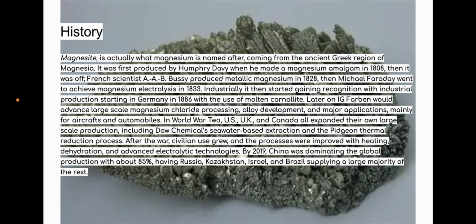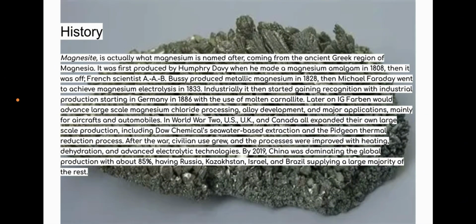Later on, I.G. Farben would advance large-scale magnesium chloride processing, alloy development, and major applications, mainly for aircraft and automobiles. In World War II, the US, UK, and Canada all expanded their own large-scale production, including Dow Chemical's seawater-based extraction and the Pidgeon thermal reduction process. After the war, civilian use grew, and the processes were improved with heating, dehydration, and advanced electrolytic technologies.